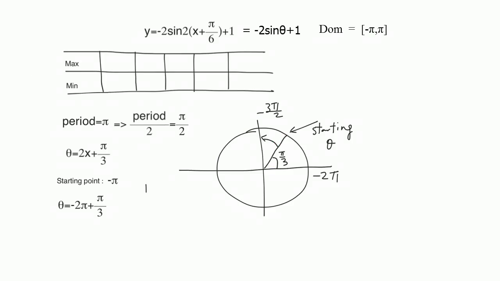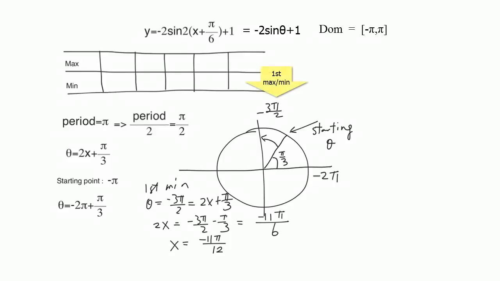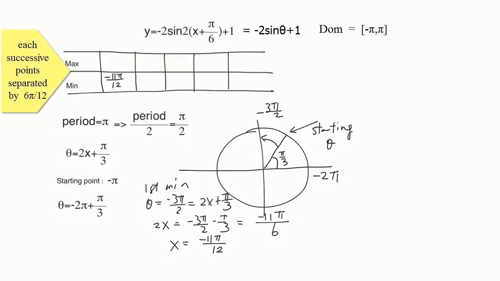Next, we shall fill out the maximum and minimum table for the graph. As x starts from -pi, the angle theta rotates in an anticlockwise direction. The first maximum or minimum for theta occurs at theta equals -3 pi on 2. As a result, x is calculated to be -11 pi on 12. And since this is a negative sine graph, this corresponds to a minimum.